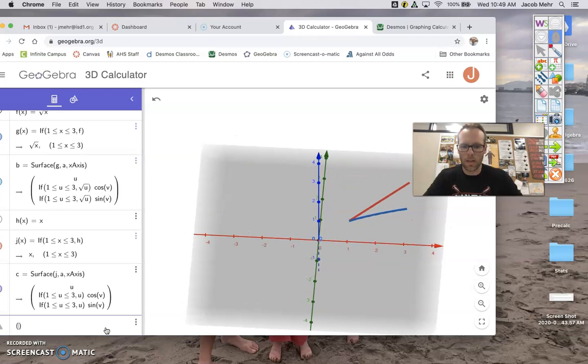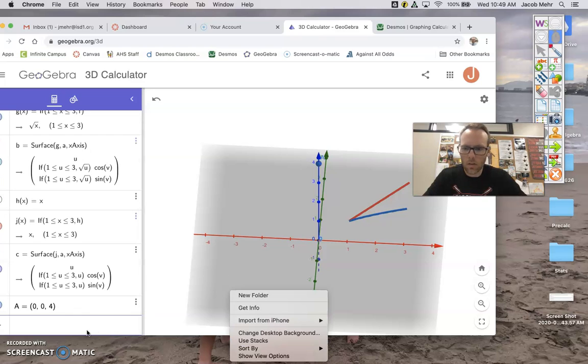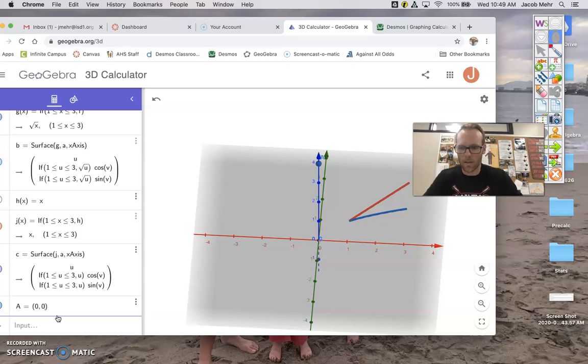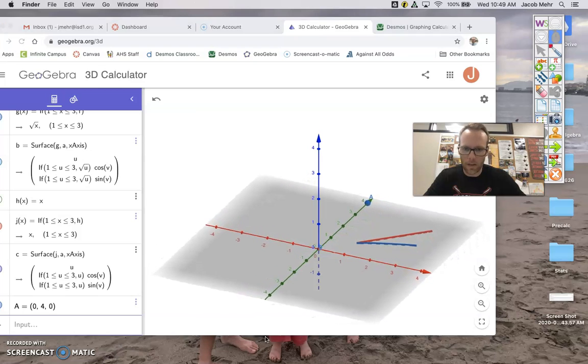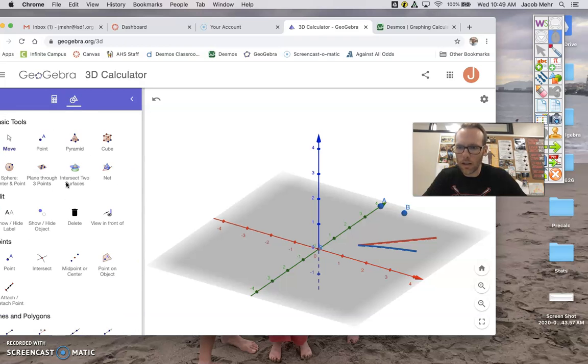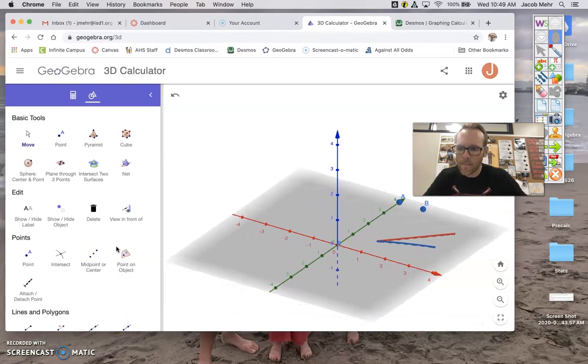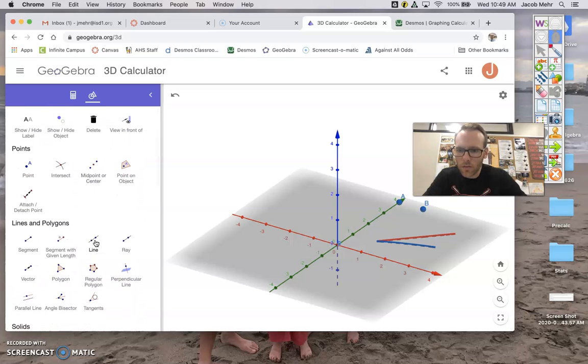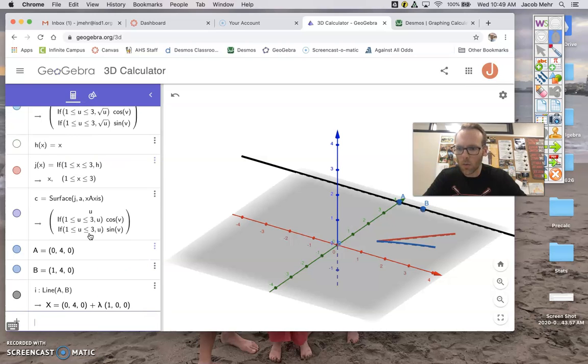So let's take the point 0, 0, 4. Oops, sorry, that's on the z-axis. 0, 4, 0. There we go. That's on the line y equals 4. And let's just do another point. Let's just do 1, 4, 0. And now let's see if I can draw a line through those. There we go. Looks like it's the line I.